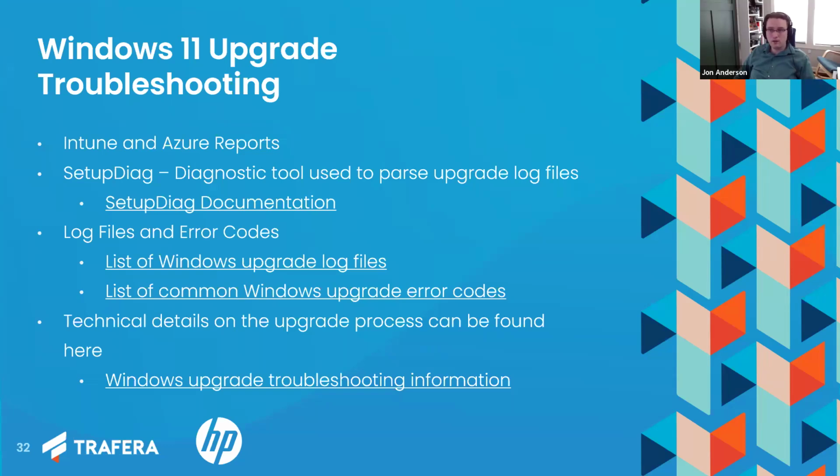So next then we would move on to troubleshooting a Windows 11 upgrade. So we've kind of talked about how to do the upgrade, but what if there's a problem? How do you report on it or resolve it? So there's several options around this as well. Again, out in Intune and Azure, there's several different reports you can run to view this data. Microsoft also has a free tool called SetupDiag that can be used to parse the upgrade log files. So if you've ever tried to troubleshoot an upgrade before and went down the route of looking through log files, you'll understand how complicated that can be.